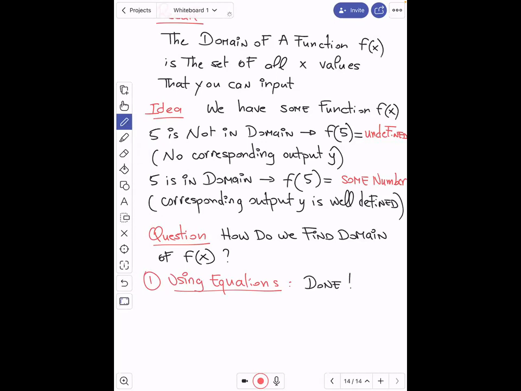Now, using graphs. Again, guys, there are infinite ways to describe a function f. The two most important ways to describe a function are either equations or graphs. Now if you want to find the domain of a function using graphs, what I said last week is that we need to use vertical lines.